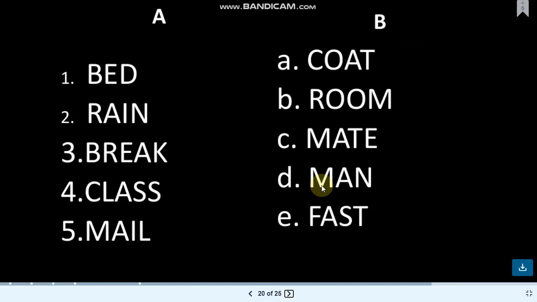Now let's try to answer number 1. What do you think is the best match for the word bed in order for us to create a new compound word? Bed and room. Bedroom, very good. Are your answers correct? Okay, now let's have the second word, rain. What do you think is the best match for this word, rain? Raincoat, very good. What about break? Breakfast, very good.